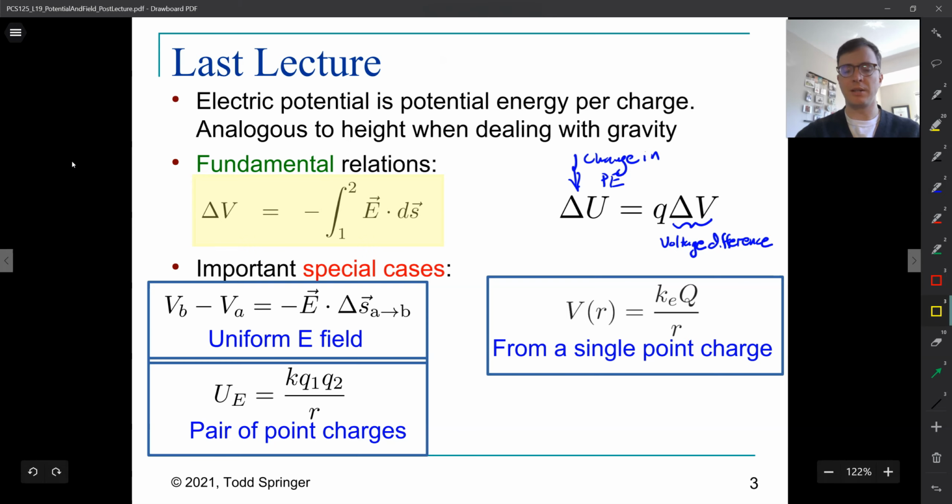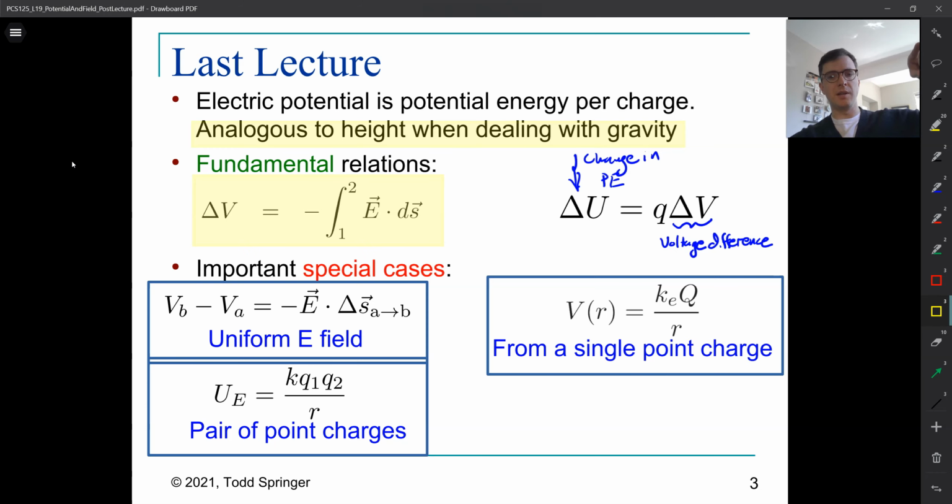And I keep going back to this analogy. When you're dealing with gravity, the closest analogy to electric potential is height. So for example, this point here is a certain distance above the ground. I would say the gravitational potential of that point is 1 meter above the ground. It doesn't mean there's anything at that point. It's just that the point is telling me something about if I were to put a mass at that point, I could tell you how much potential energy that mass would have. Okay.